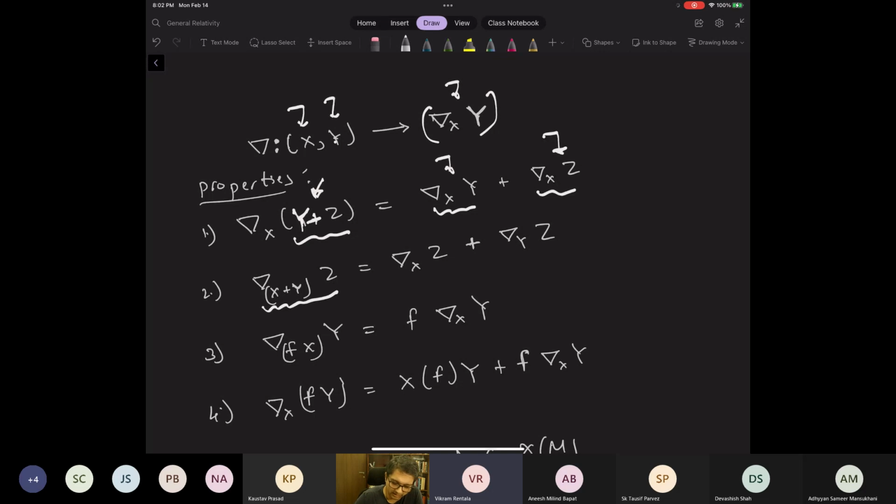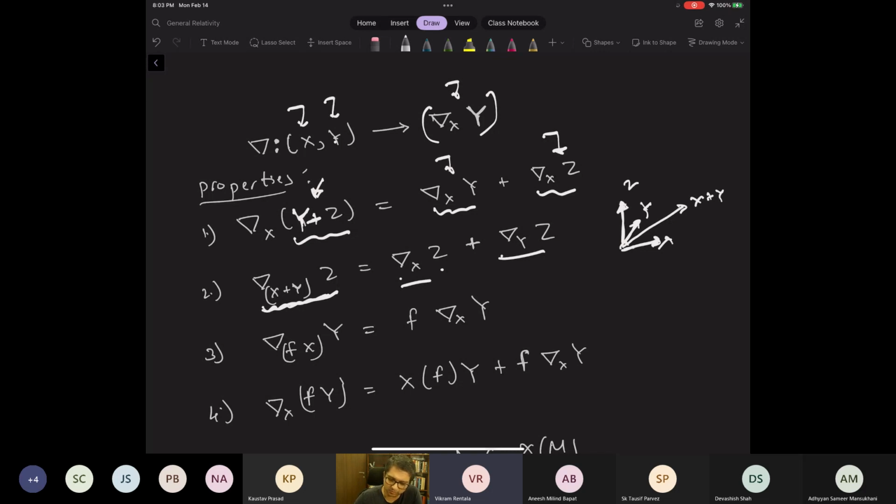Then you'd also have a rule like this. If I have delta x plus y of z, now I'm differentiating along the x plus y direction. I have a vector x, a vector y, and some third vector z. I take the derivative of z along the x plus y direction. That should be the same as the derivative of z along the x direction plus the derivative of z along the y direction. This is another rule that we demand for this derivative.